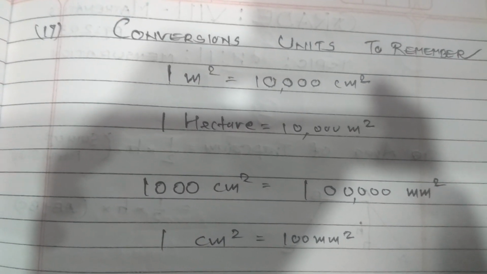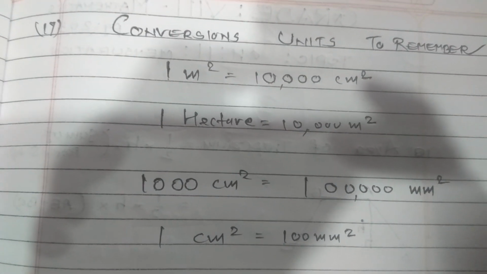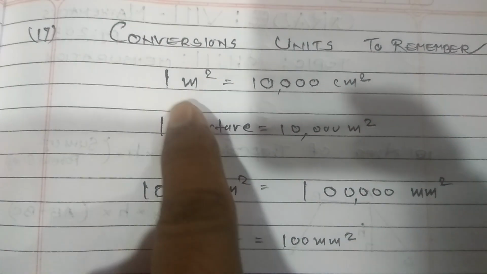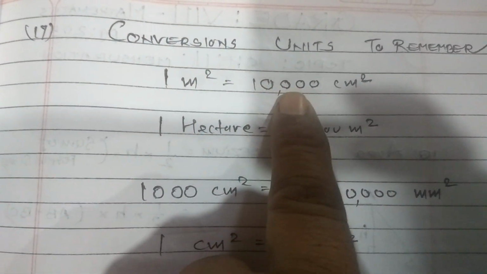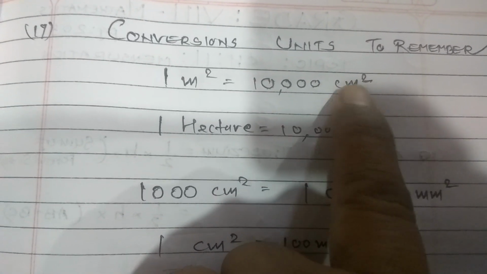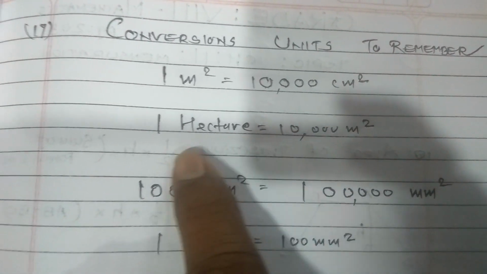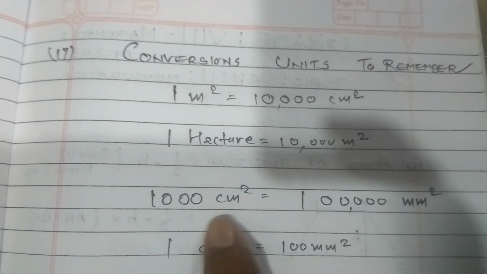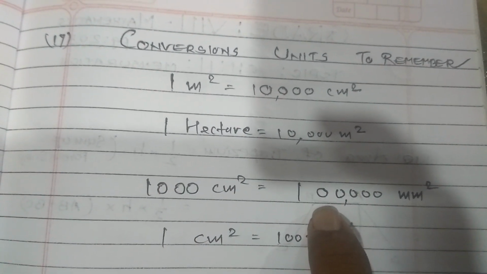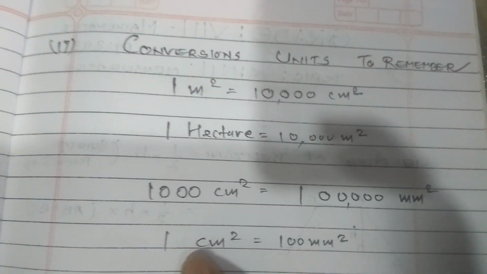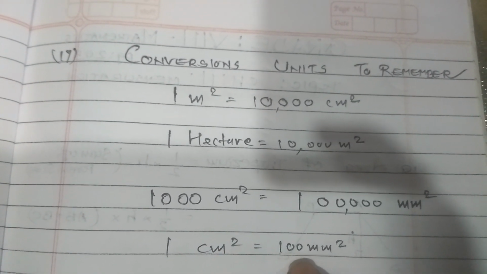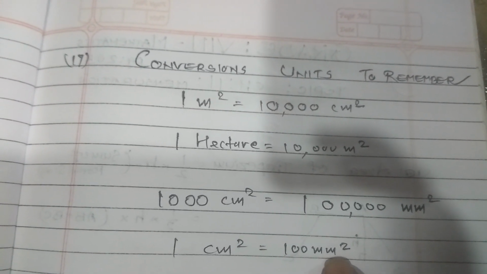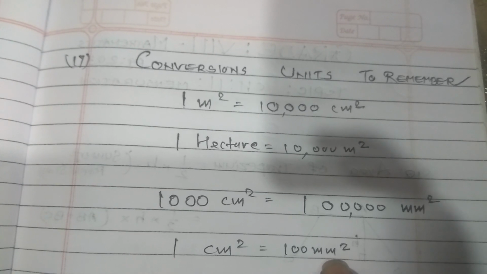Here we have to remember some conversion units also. 1 meter is equal to 100 centimeter. So 1 meter square means 100 into 100, that is 10,000 centimeter square. 1 hectare is equal to 10,000 meter square. 1 centimeter square is equal to 100 millimeter square, because 1 centimeter is equal to 10 millimeter, so 10 into 10, that is 100.